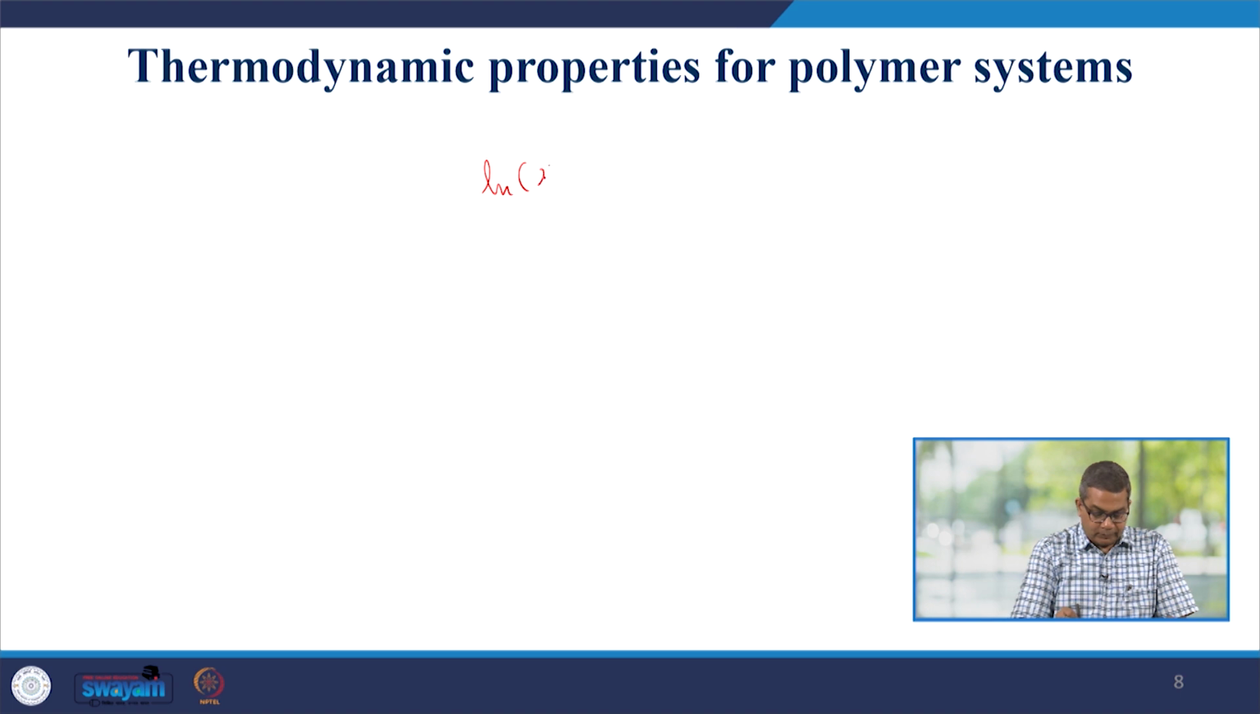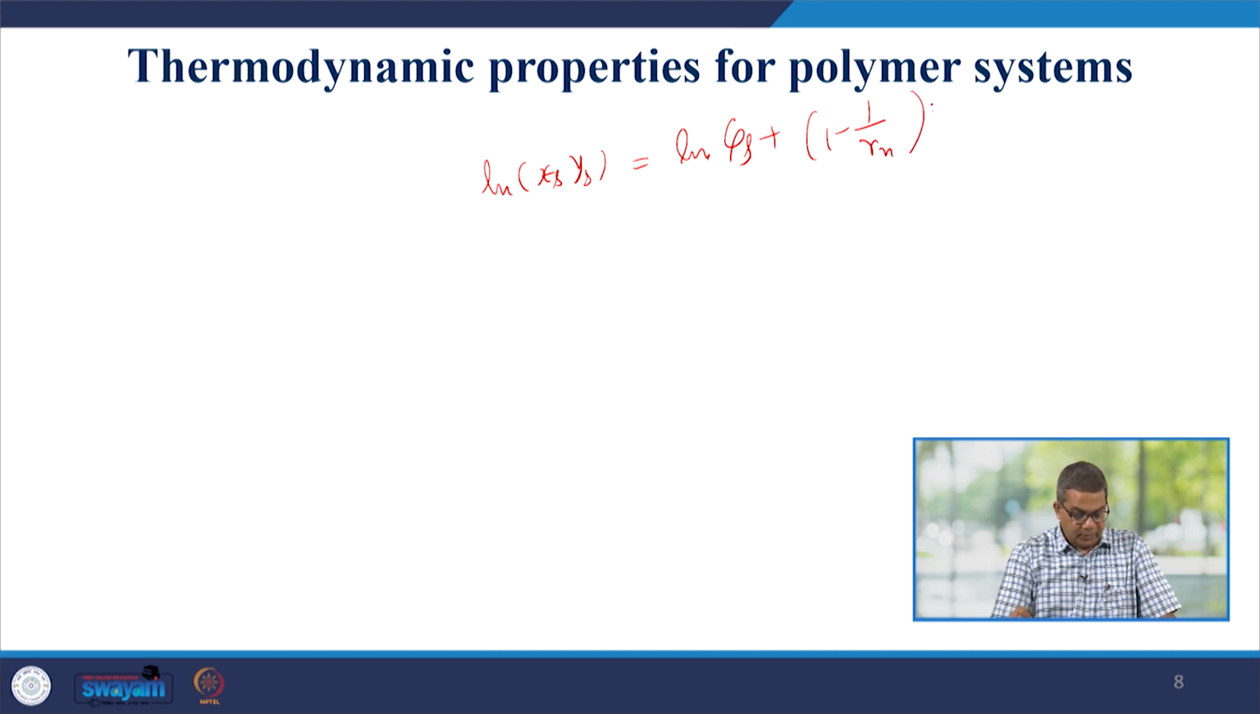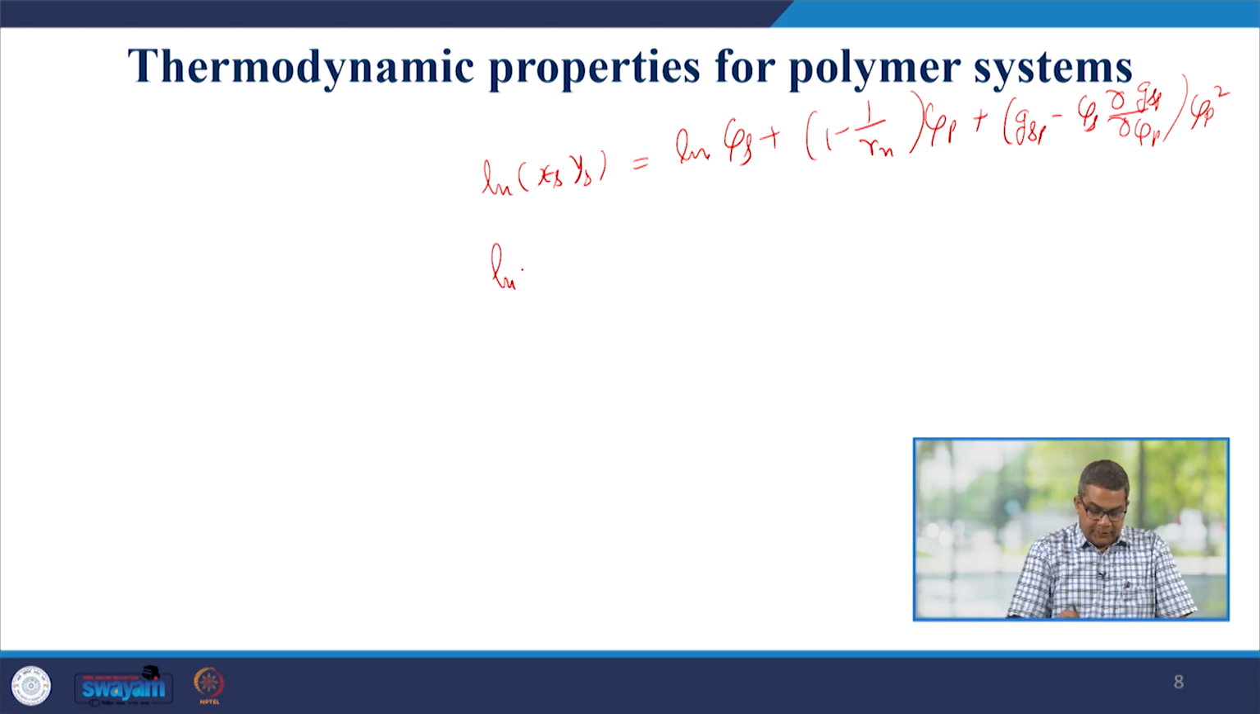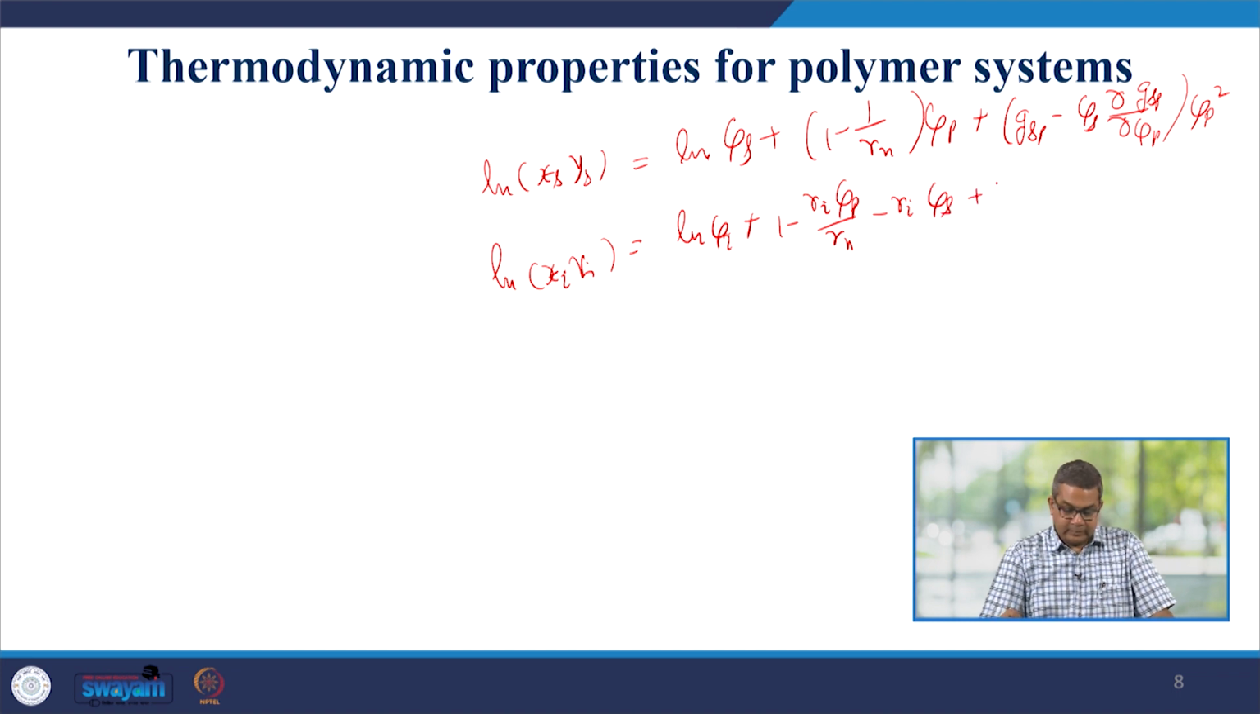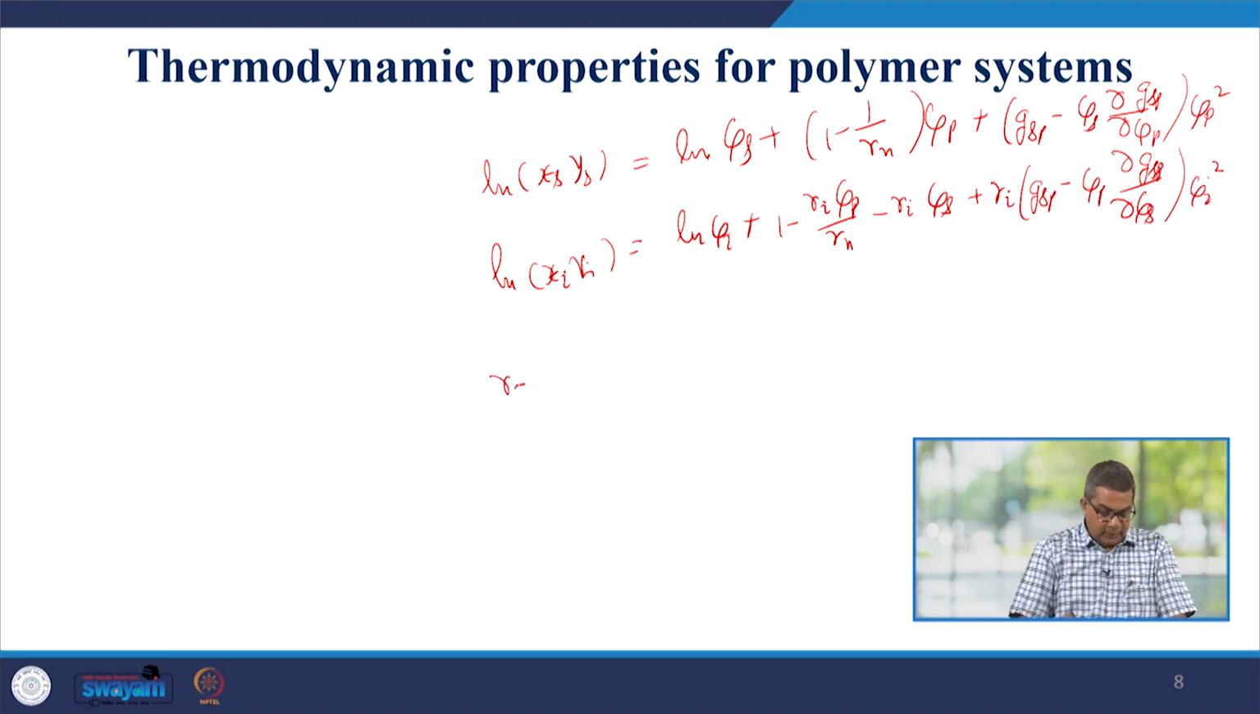Now ln gamma S is equal to ln psi S plus 1 minus 1 over Rn psi P plus G SP minus psi S del G SP over del psi S, times psi P square. And ln gamma I is equal to ln psi I plus 1 minus Ri psi P over Rn, minus Ri psi S plus Ri G psi P, times psi I square.